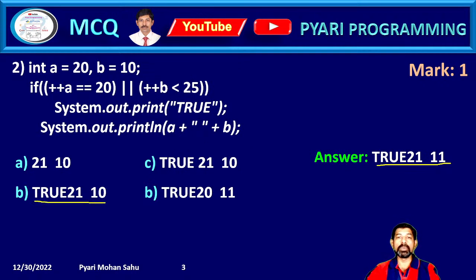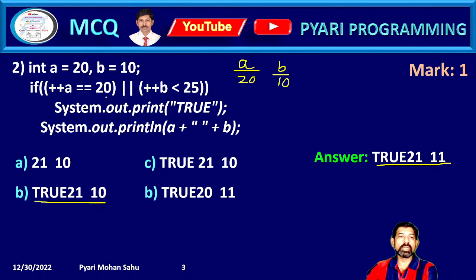Now why is option B your right answer? Why is option C your wrong answer? So let me explain. Now what is the value of A? A value is 20. Now what is the value of B? B value is your 10.